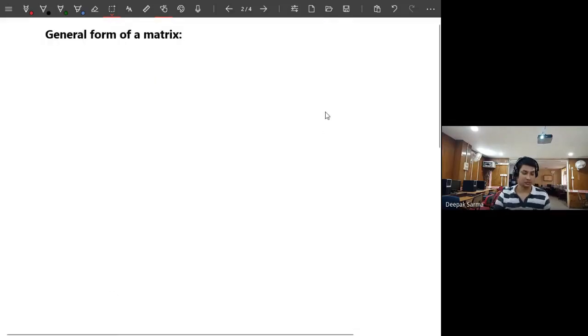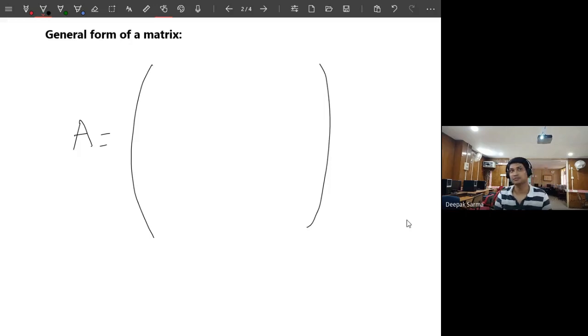So what do we expect the general form to be? Suppose I denote the matrix as A. Then, as I said, the numbers will be written inside either round brackets or square brackets. Let me choose the round brackets. Whatever the number or symbol at the first position, this one is second, third, and so on.